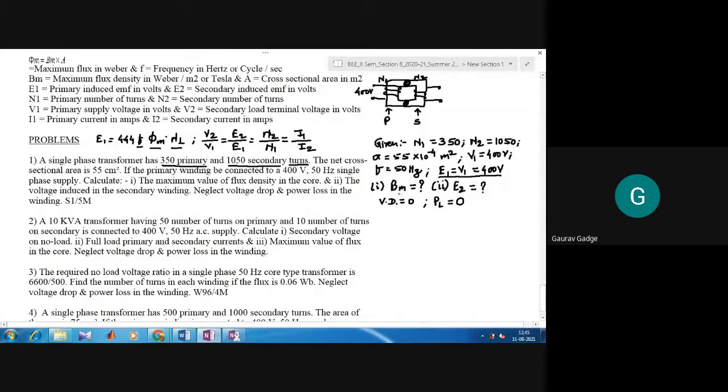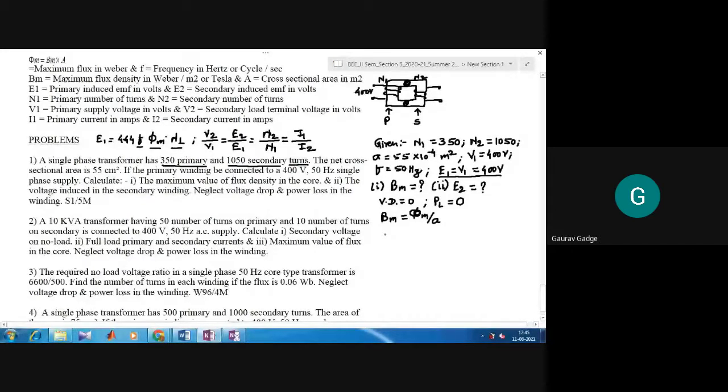First, what we need is Bm. If I write the expression for Bm from the above expressions, it is phi m upon A. You may write it as capital A or small a, whichever way you want, both are correct. Now we need Bm to be calculated. Bm is equal to phi m upon A, correct? Now what is phi m? That is unknown, and it is not among the given quantities.